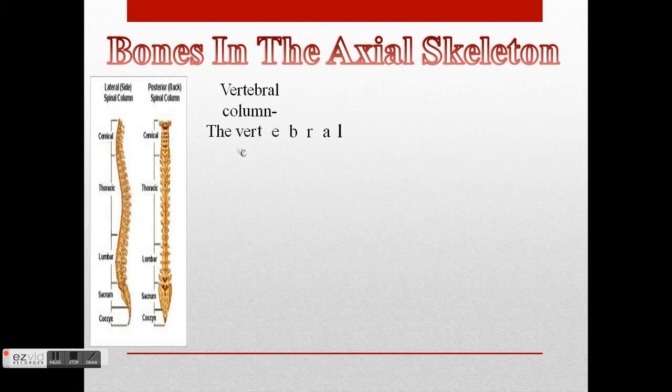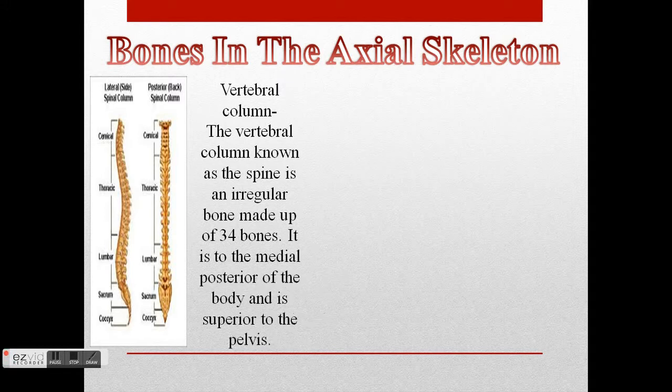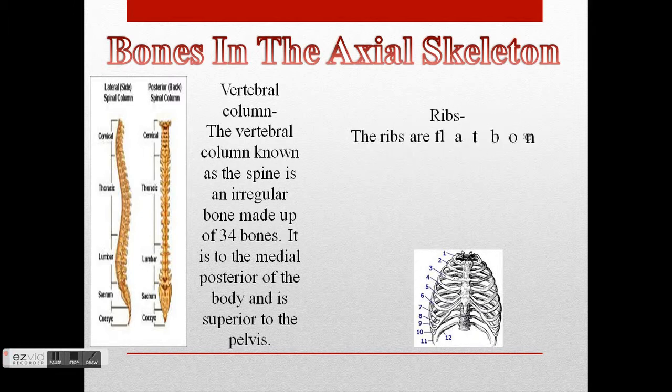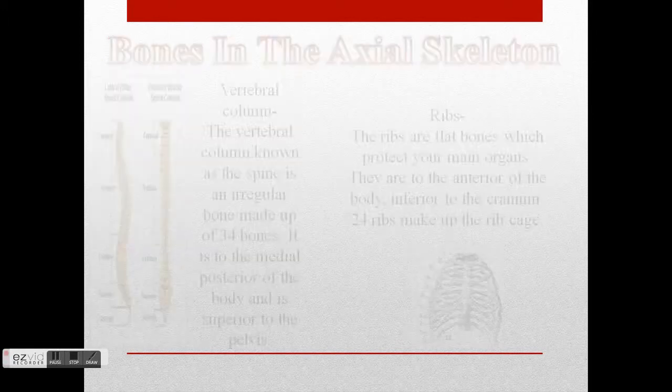The vertebral column, also known as the spine, is an irregular bone made of 34 bones. It is to the medial posterior of the body and is superior to the pelvis. The ribs are flat bones which protect your main organs. They are to the anterior of the body, inferior to the cranium. 24 ribs make up the rib cage.